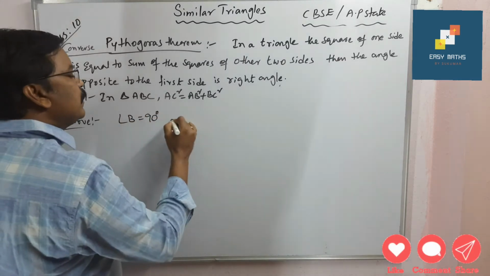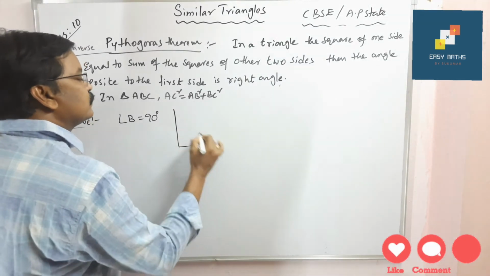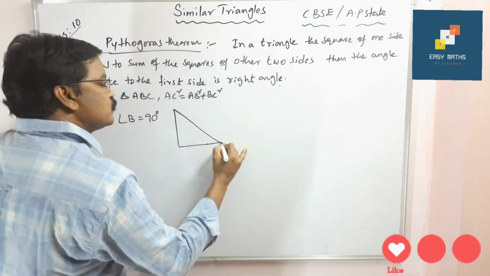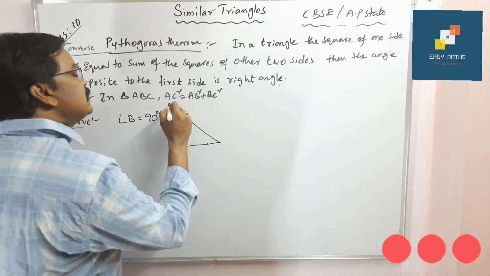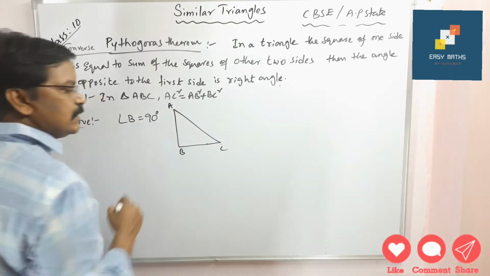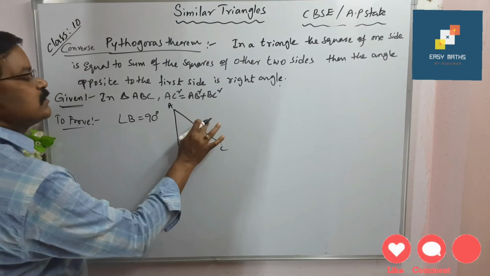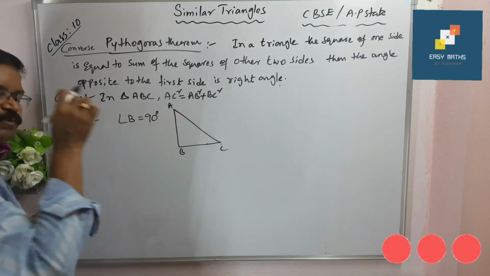So we will make a construction here. Not a construction, I am just drawing what is given here. In triangle ABC, AC square is equal to AB square plus BC square. This is given.